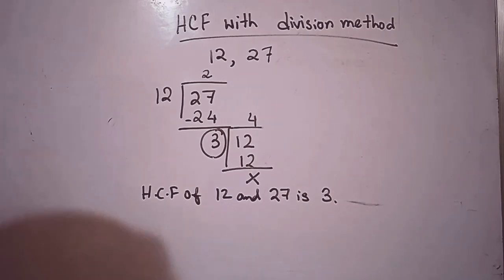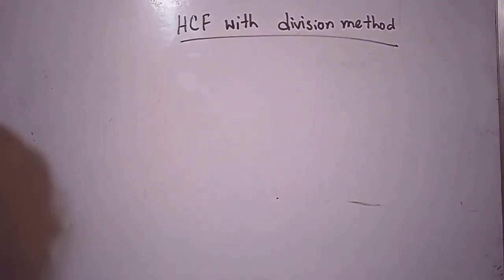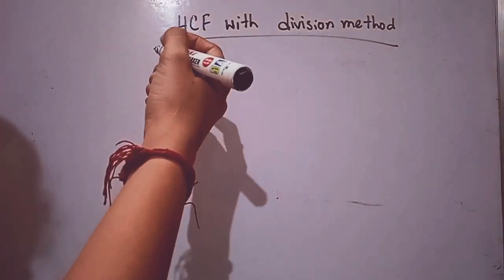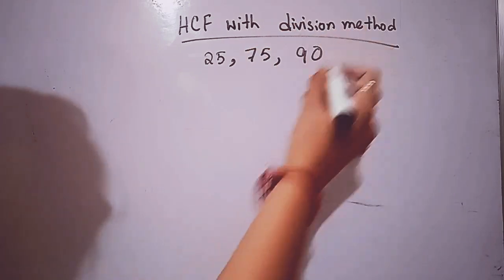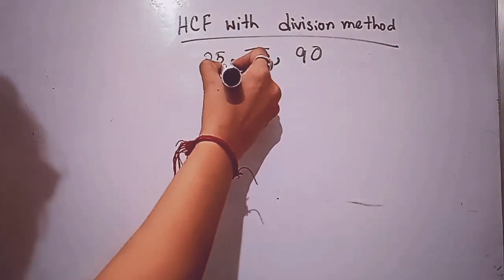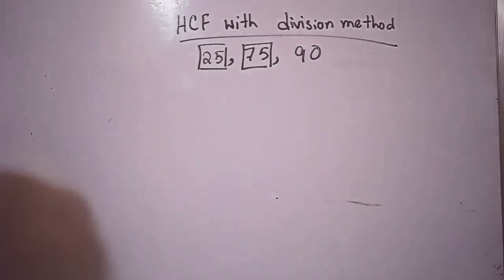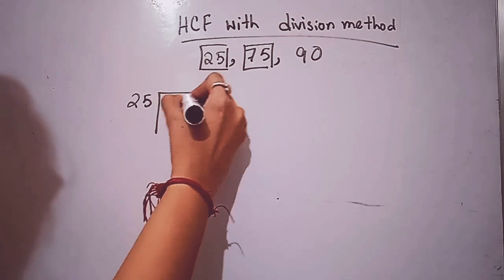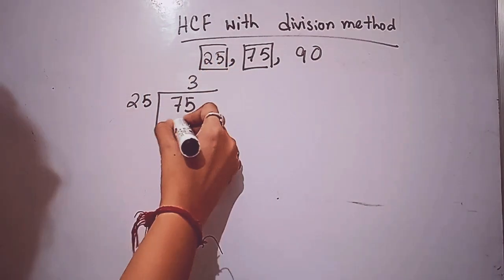Okay, now going to our next example, I am taking 3 numbers and I will find the HCF using them. Let us take 3 numbers like 25, 75 and 90. First I will take 25 and 75 in my division process. After that I will take 90. As we know that 25 threes are 75.